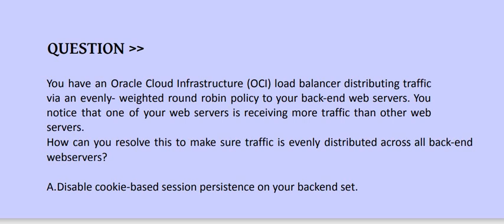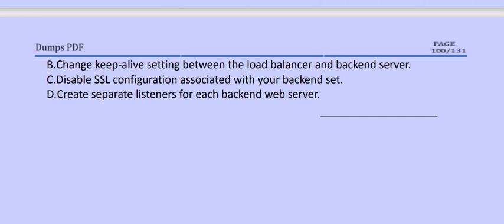Options are: Option A, disable cookie-based session persistence on your back-end set. Option B, change keep alive setting between the load balancer and back-end server. Option C, disable SSL configuration associated with your back-end set. And option D, create separate listeners for each back-end web server. The correct option is option D.